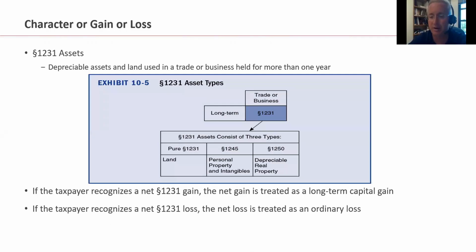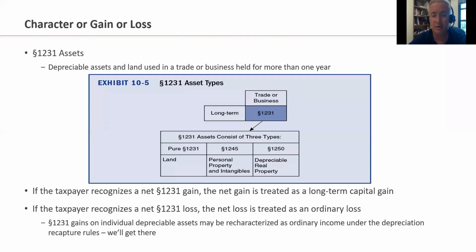If I net all those 1231 gains and losses together and it's a loss, then I treat it as an ordinary loss. All right, that's the 1231 rule. That's kind of all there is to it. Now we're going to get to a look-back rule in a second, but that's pretty straightforward. So 1231 gains on individual depreciable assets may be recharacterized as ordinary income under the depreciation capture rules. We're going to get there eventually. So kind of what I'm saying is, okay, caveat, I just told you that 1231 gains are treated as long-term capital gains. When we get to 1245 and 1250, you may see that that is not always true.